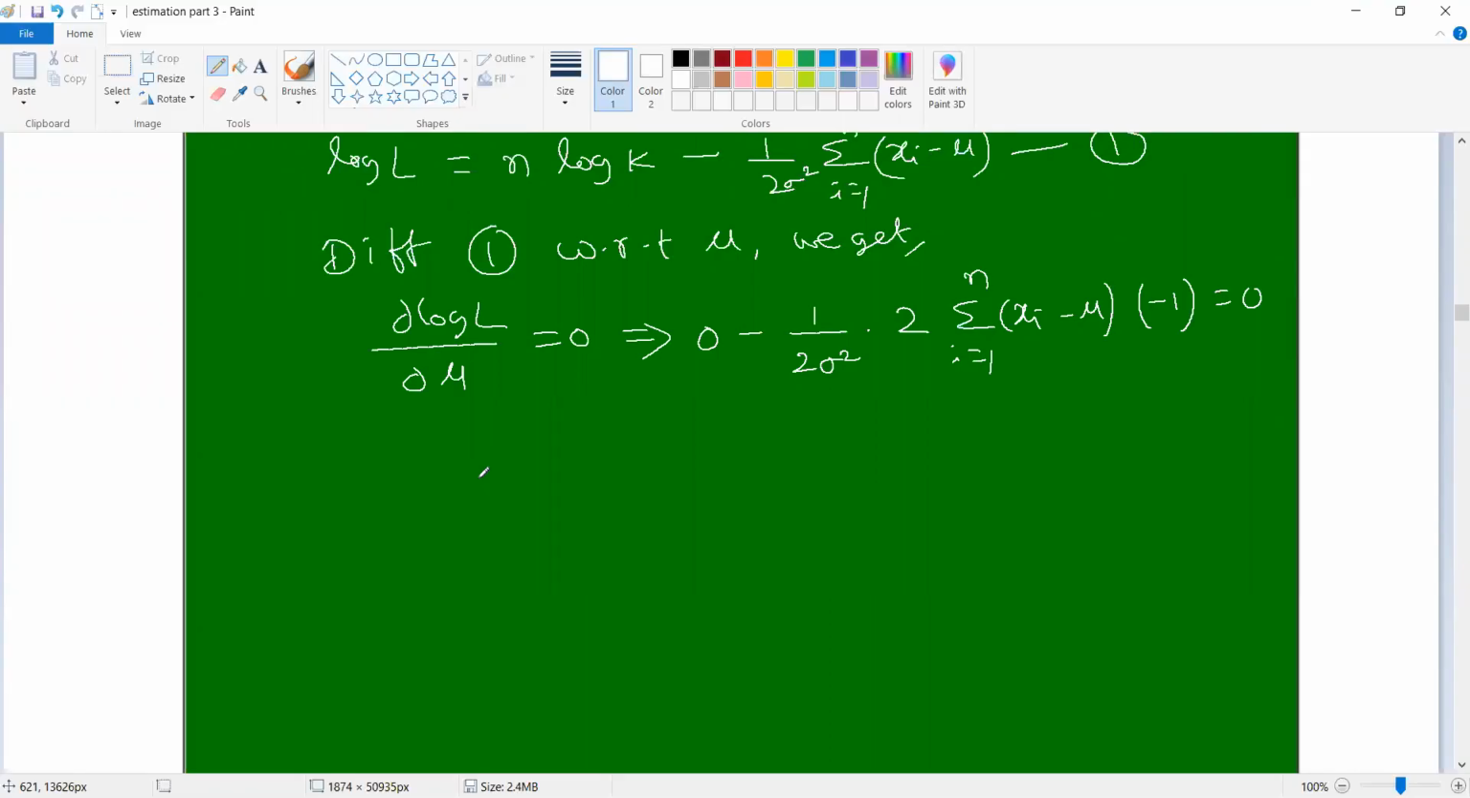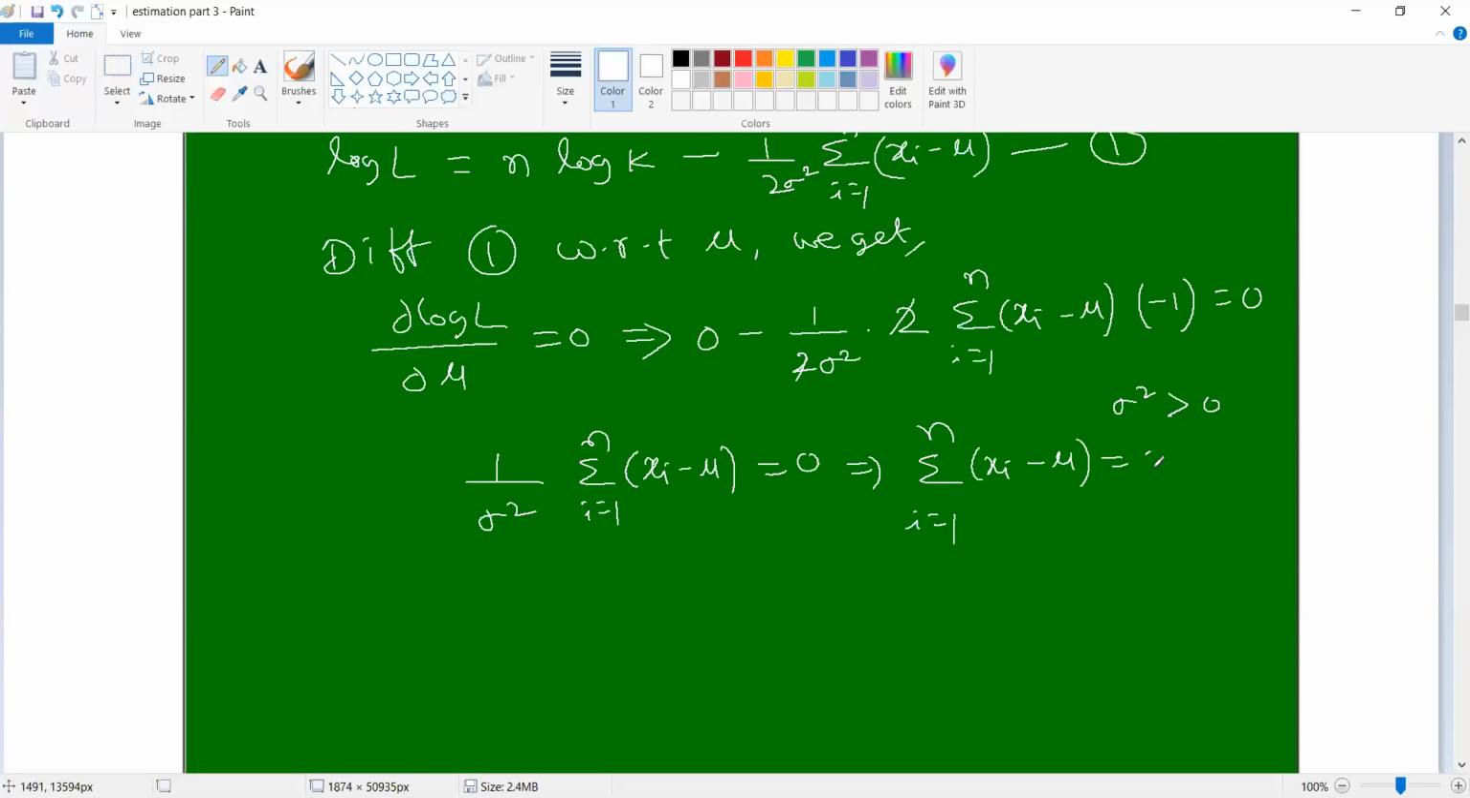Now minus minus is plus, and 2 cancels. The remaining part is 1 by sigma square summation i is equal to 1 to n xi minus mu is equal to 0. Sigma square is always positive, it cannot be 0, sigma square greater than 0. So now the numerator value must be 0: summation i is equal to 1 to n xi minus mu is equal to 0.